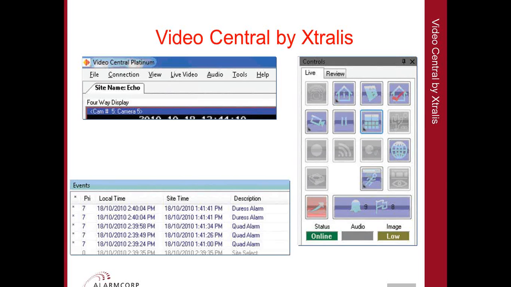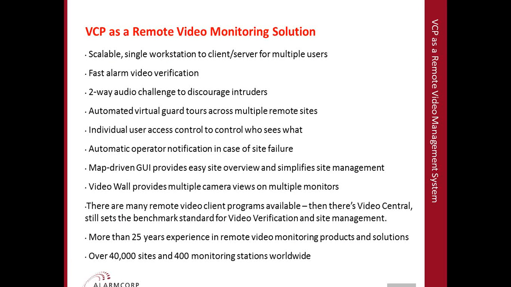I won't go through all of the features in detail. Suffice it to say, we can do two-way audio. We can do automated guard tools where a system will connect to one site, then connect to another site, all in an automated fashion. In case of site failure, the operator gets notified automatically. You've got a map-driven GUI, and Video Central has been on the market in various guises for more than 25 years, and there's at least 40,000 sites and 400 monitoring stations worldwide. So you can see that this is quite a proven package that is widely accepted right around the world.